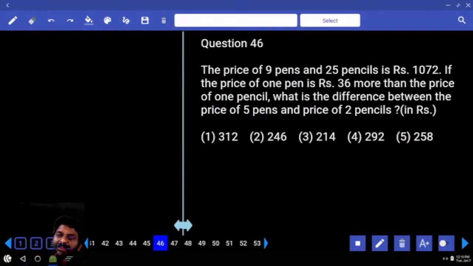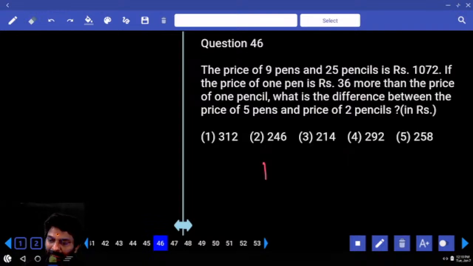The price of 9 pens and 25 pencils is 1072. Price of 1 pen is 36 more than price of 1 pencil. What is the difference between price of 5 pens and price of 2 pencils? Okay.